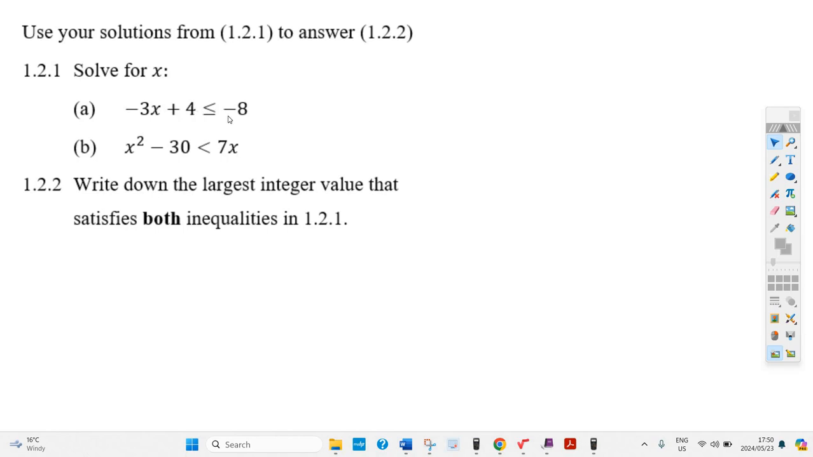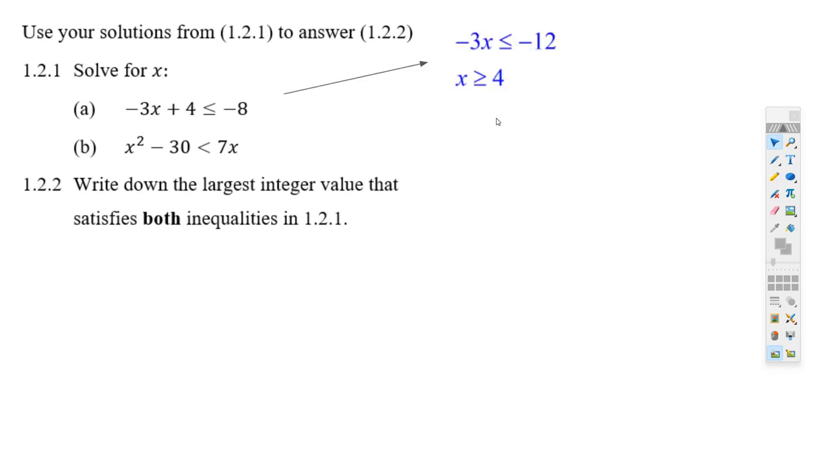So we're going to subtract 4. We'll have minus 12 and minus 3x. We're going to divide by negative 3 on both sides to get x all by itself, and we should remember to change the direction of the inequality. Well, what will it look like?